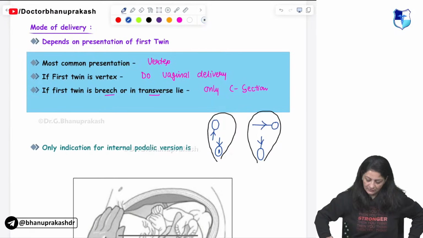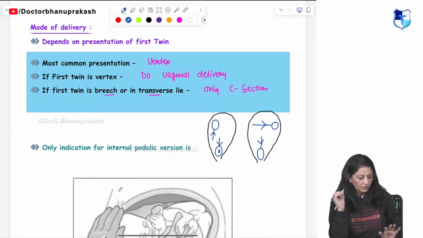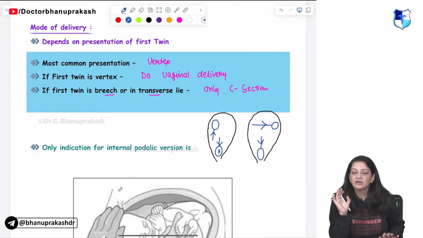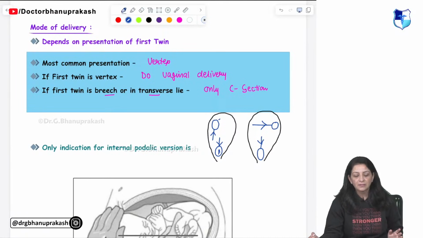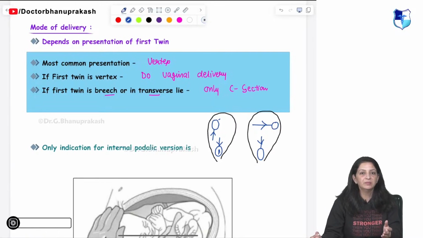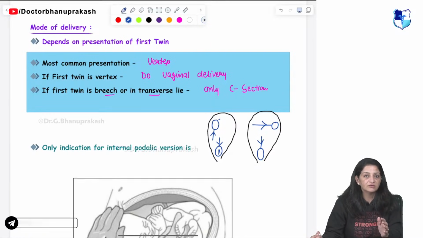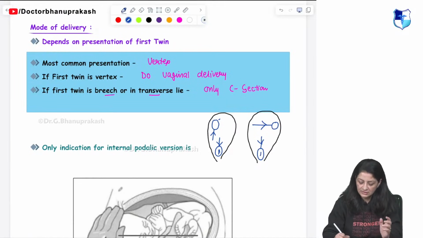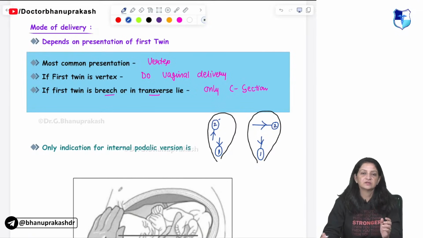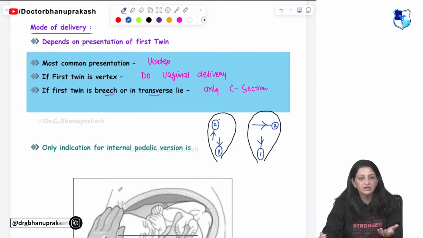what is the treatment? As I told you, mode of delivery depends upon the presentation of the first twin. So if the first twin is vertex, vaginal delivery. First in vertex, second is breech, again vaginal delivery. पहले बेबी को निकाल लो, सेकंड बेबी assisted breech, vaginal delivery. In case of transverse lie, first baby vertex, second baby transverse, then we can do vaginal delivery.